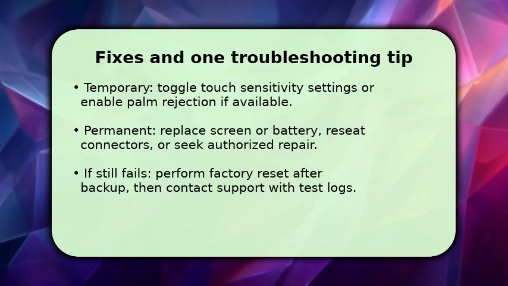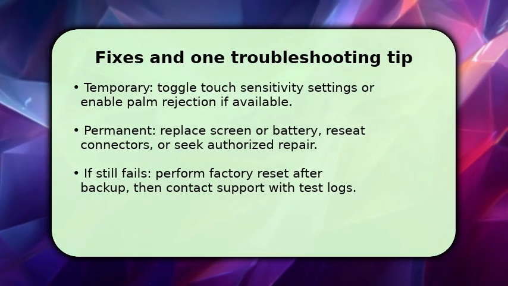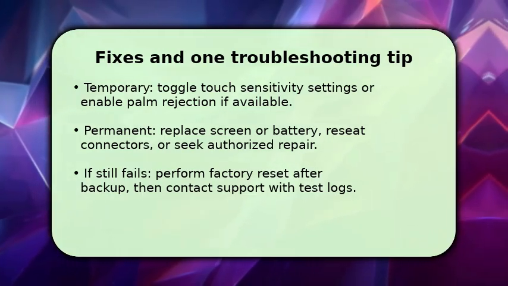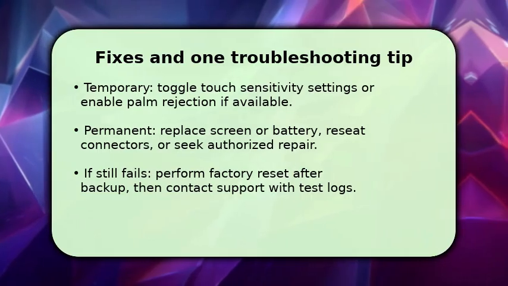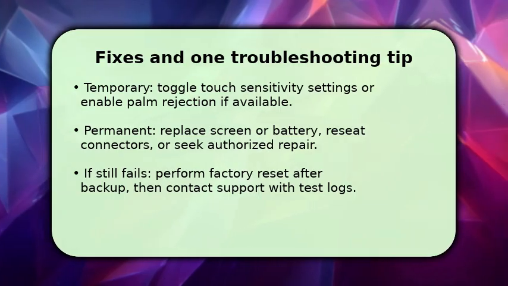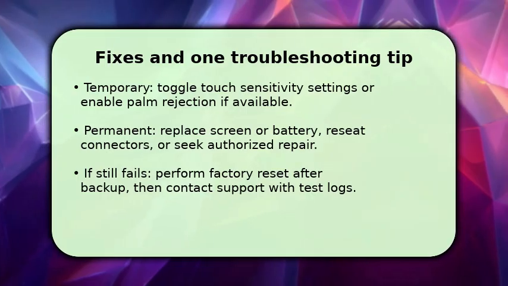To resolve confirmed issues, try software remedies first. Adjust touch sensitivity, disable glove mode, or enable palm rejection. If the problem continues, pursue hardware fixes. Replace the screen, reseat the digitizer connector, or swap a swollen battery. These are permanent solutions. Once repaired, retest in safe mode.